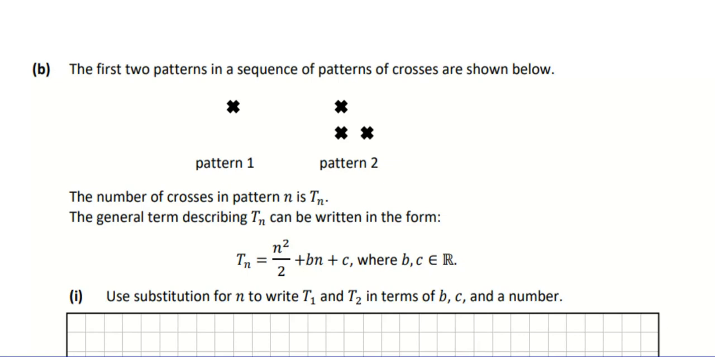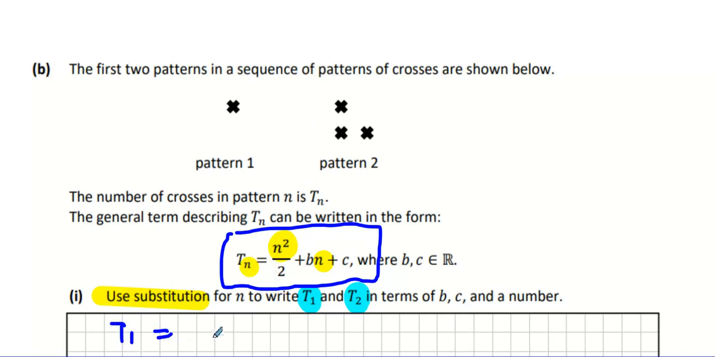Now, the first two patterns in a sequence of patterns of crosses are shown below. The number of crosses in pattern n is Tn. In general, Tn can be described by writing the following formula. This is a quadratic sequence, not a linear sequence, just because we can see the n squared. Use substitution. That usually means replacing the n value with a certain number, and it actually tells us we should use T1 and T2. Let's do exactly what the question tells us to do.